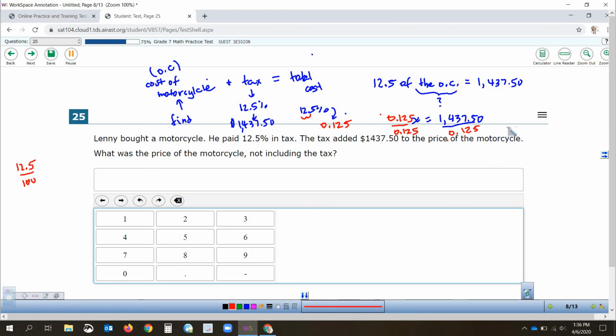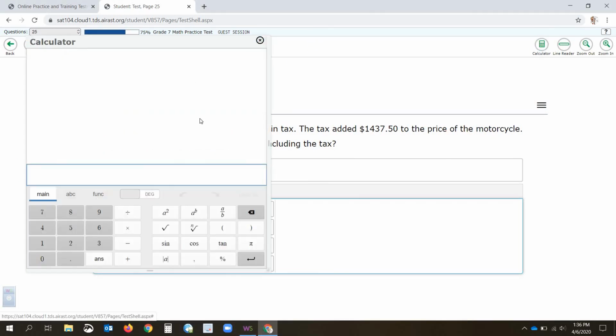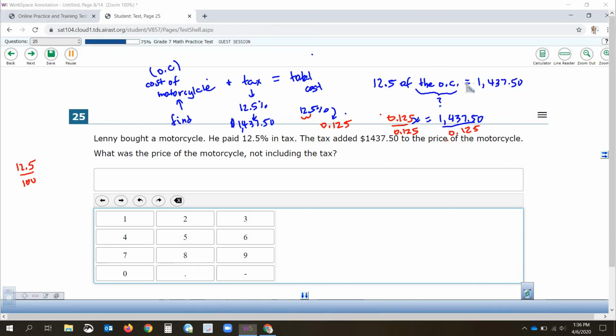Well, luckily, they gave us a calculator, and I'm just going to dive right in and do it. All right, so we have 1,400. Oh my goodness, I already forgot what it was. I am losing it. Here we go. Whoops. 1437.50.